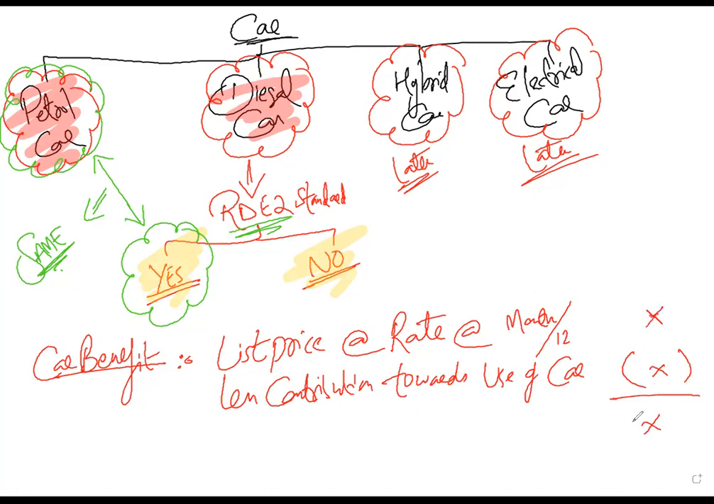This is the format or formula to compute car benefit. First is list price. Second is rate. Months divided by 12 means we have a tax year. If the car is not available during the tax year, we have to proportionate it. We have to consider the months we use during the tax year.